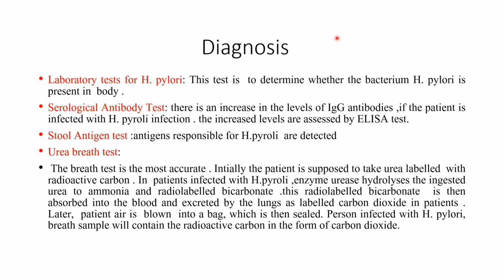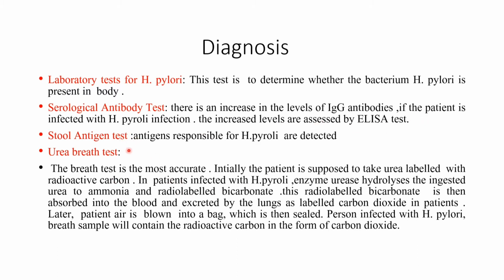Diagnosis: commonly used tests for H. pylori induced peptic ulcers. Serological antibody test. This test is used to detect IgG antibodies. In case of H. pylori induced peptic ulcers, there is an increased level of IgG antibodies. This increased level is assessed by the ELISA test.